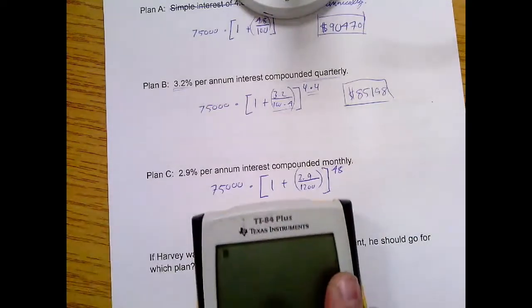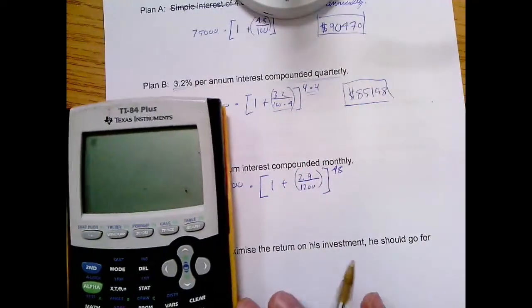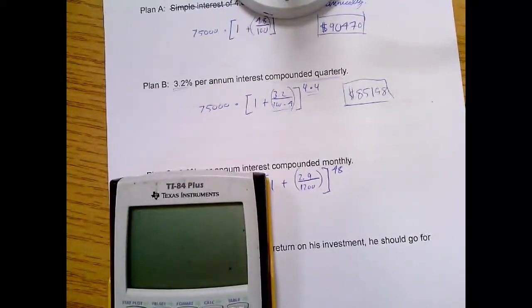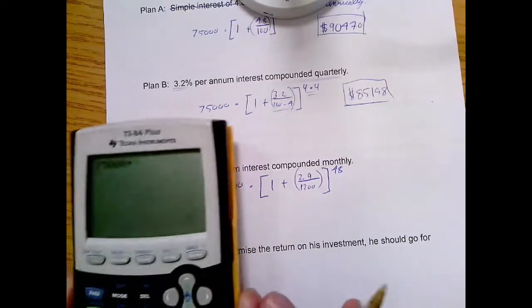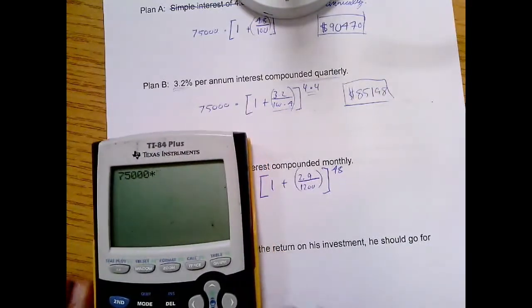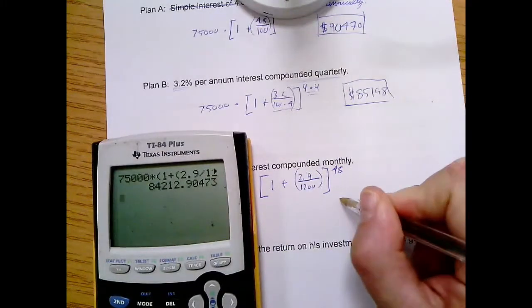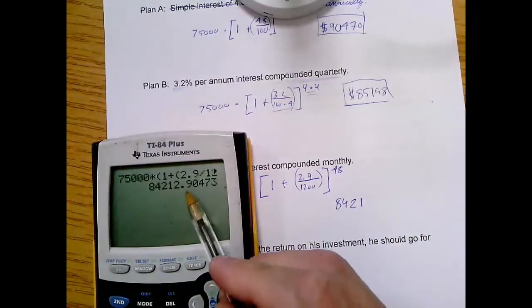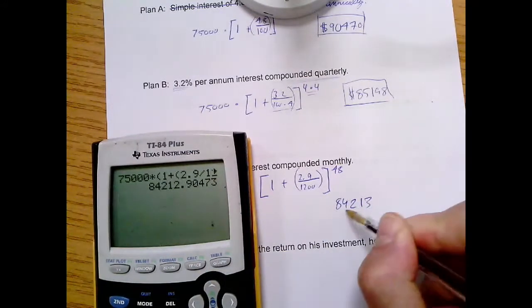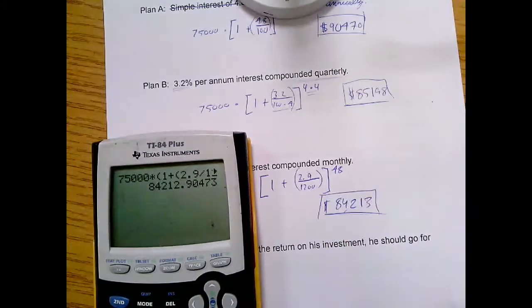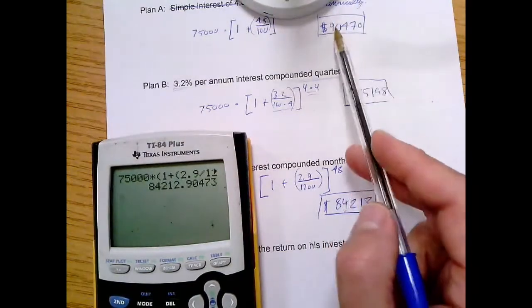So let's punch it in and see who wins. Okay, 75,000. Move that there so now you can see what's going on. There's 75,000. Open that parenthesis. 1 plus, open that parenthesis, 2.9 divided by 1200. Close. Close. Raised to the 48th power and 84,200, and we round up, so we say 13. There you go, and you can see right there, clear as day, the winner is Plan A.